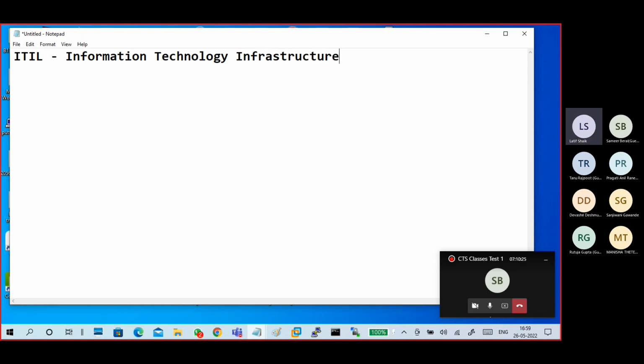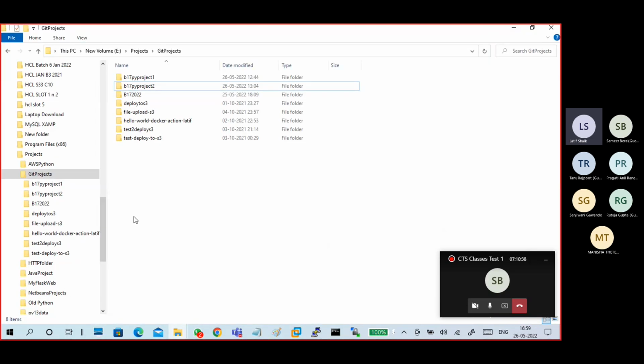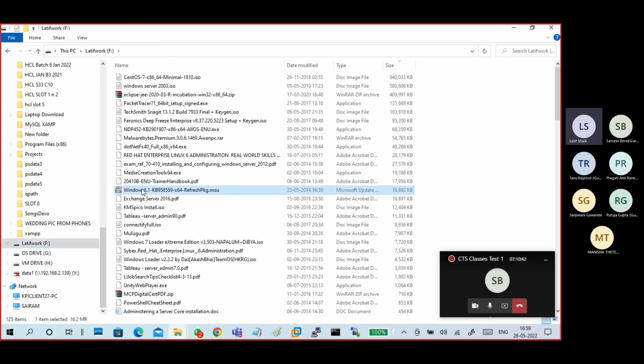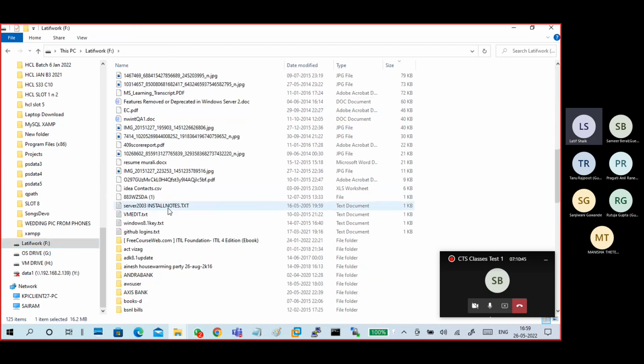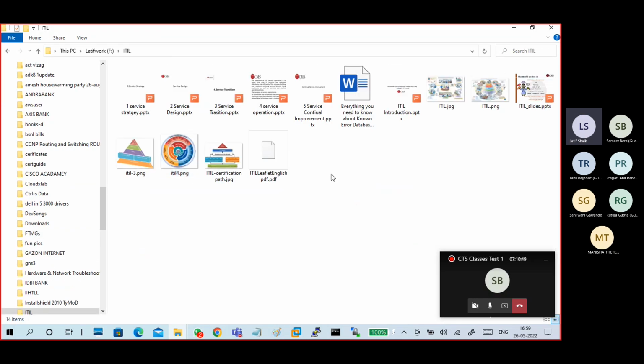infrastructure library. Okay, infrastructure library. Actually, I have a PPT also, in the F drive, and the desktop also has some information. So this is the first one, ITIL introduction.